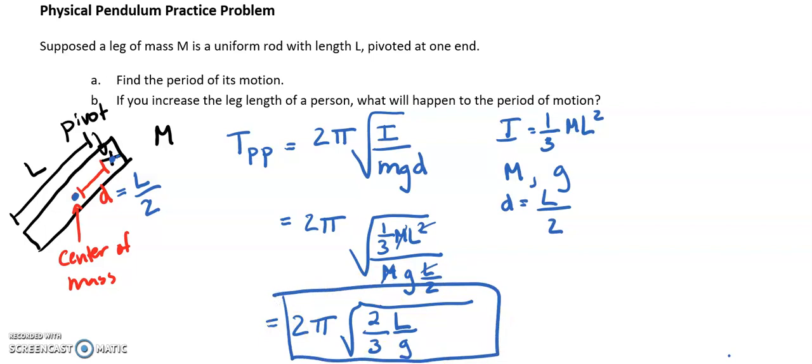Okay, so now let's go ahead and try part B. So if you increase the leg length of a person, what will happen to the period of motion? Okay, so if I increase L, then our period, yeah, that's going to increase as well. Those are directly proportional. Cool.